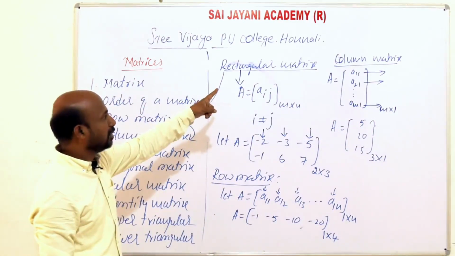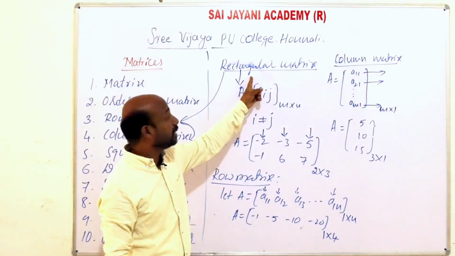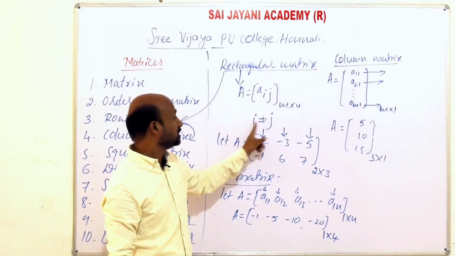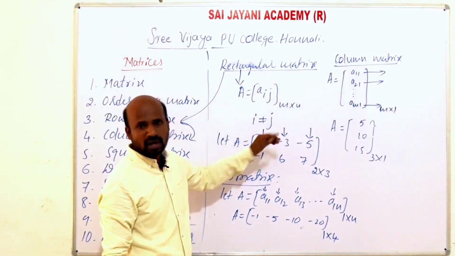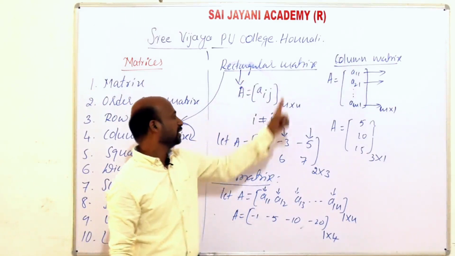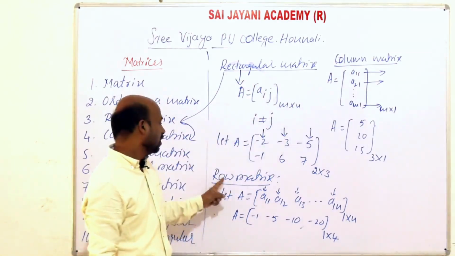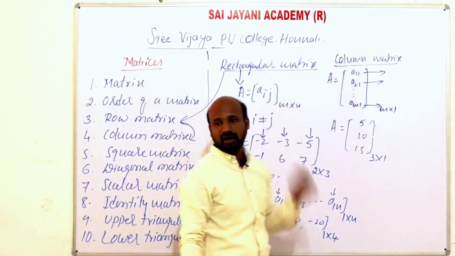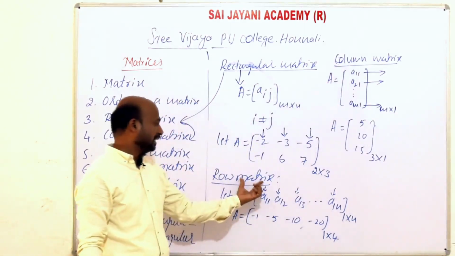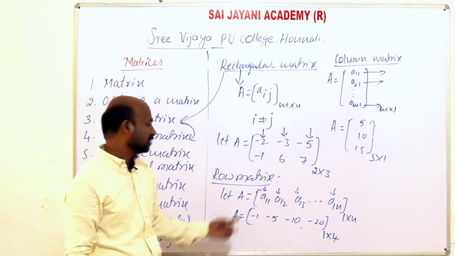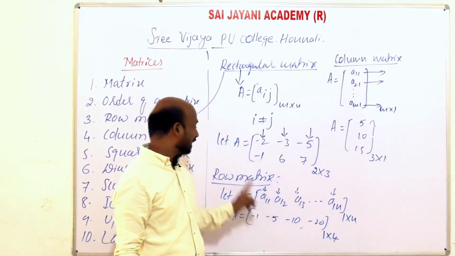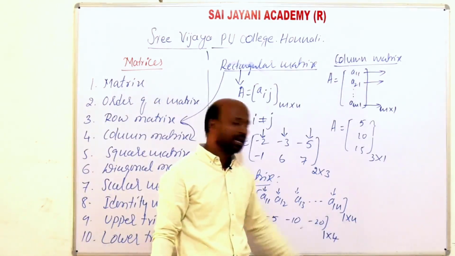A matrix is said to be a rectangular matrix if the number of rows is not equal to the number of columns. In that there are 2 cases, row matrix and column matrix. A matrix is said to be a row matrix if it has only one row and its order can be taken as 1 by n.